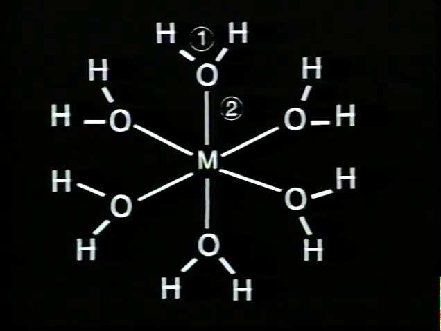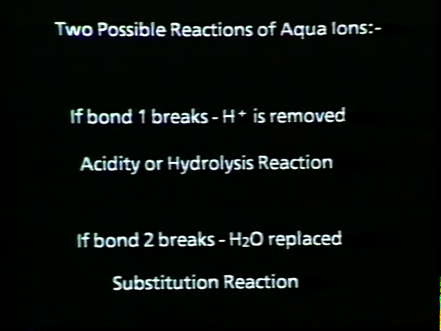Here is a diagram of the structure of the hexaaqua ion, and what I want you to notice in this structure is that there are only 2 types of bond. There are bonds of type 1 in which the oxygen is bonded to the hydrogen, and bonds of type 2 in which the oxygen is bonded to the metal. And when chemical reactions occur, we must break bonds and form new bonds. And if bonds of type 1 break, then hydrogen comes off as H+, and so we call this the acidity reaction.